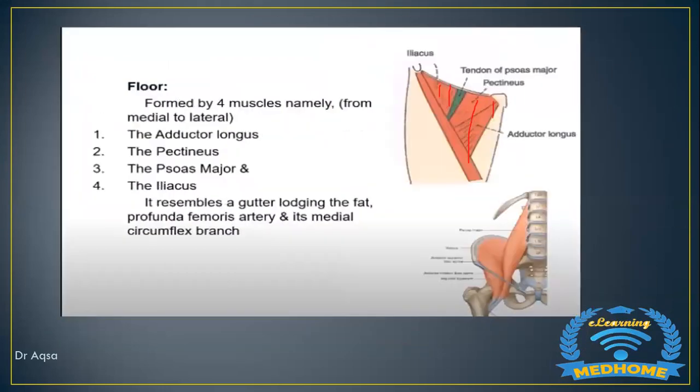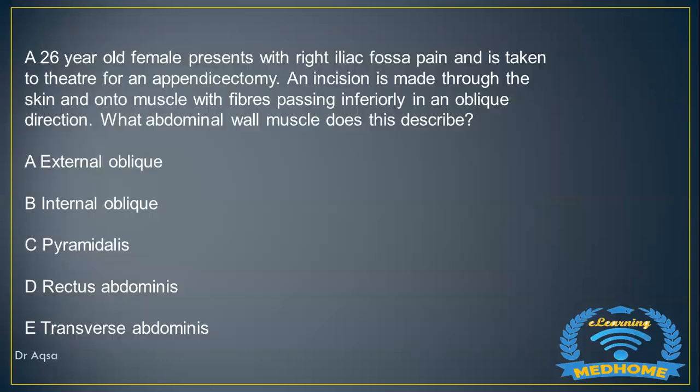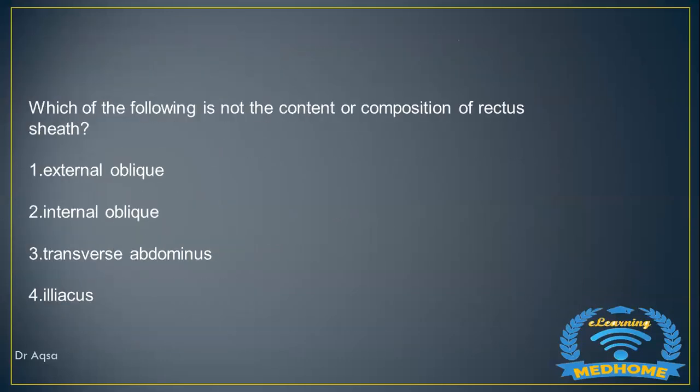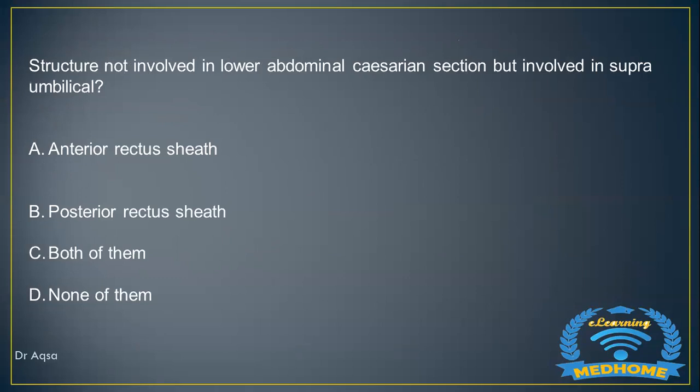Okay. So you will try for the next question also? Yes, ma'am. Okay. Structures not involved in lower abdominal cesarean section but involved in supraumbilical incision. Anterior rectus sheath, posterior rectus sheath, both of the above, none of the above.